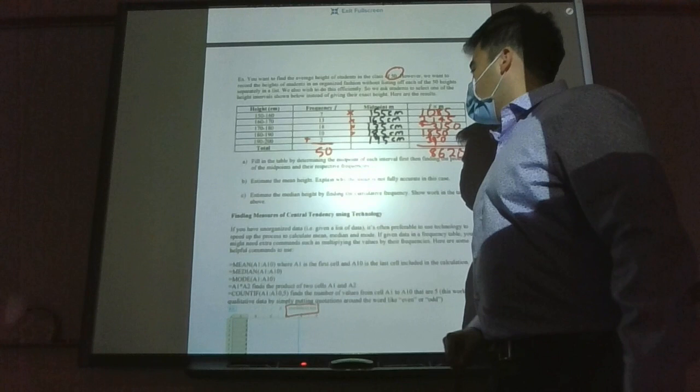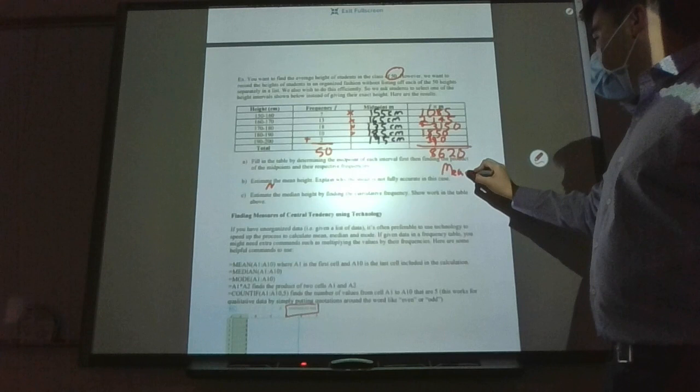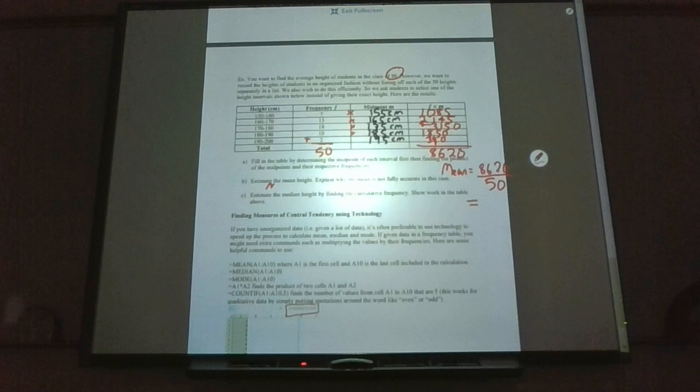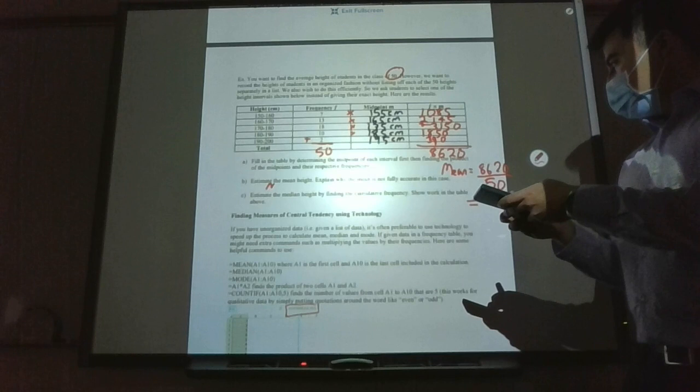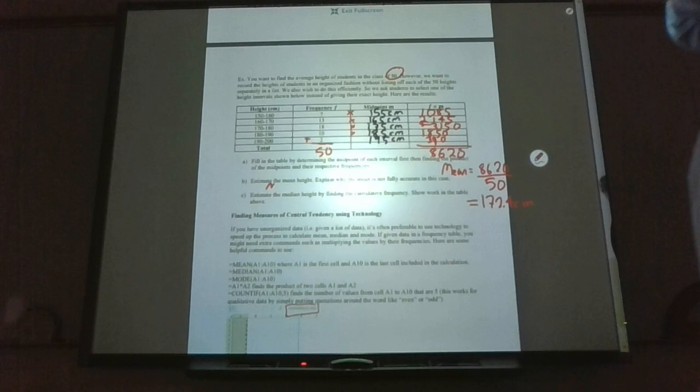And then, of course, this is the next step here to find the mean. I'm actually going to write over here, so I have space. To find the mean, all we do is take 8,620 and we divide it by 50, and 8,620 divided by 50 gives me 172.4. Is that correct? Yep. And again, that answer as being my mean height, does that make sense?